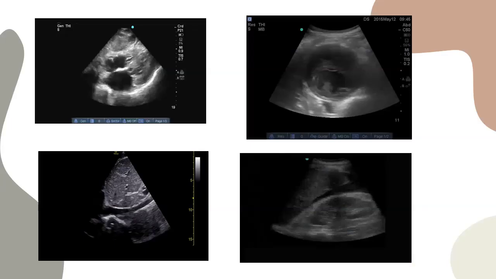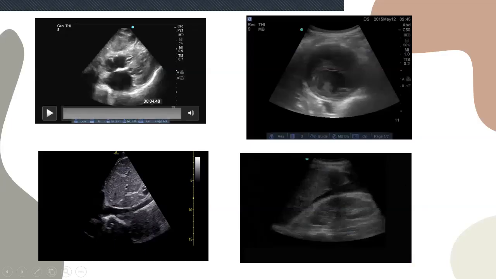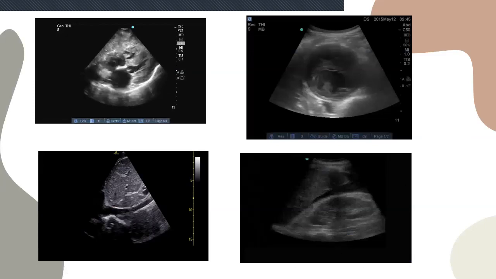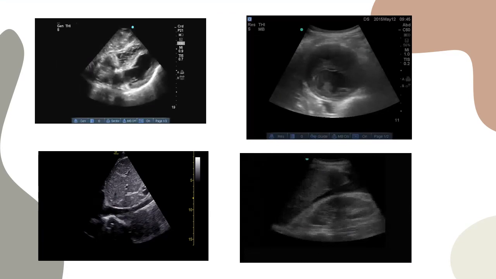Okay, so these are just some videos. Maybe you guys can tell me. This is a video of the... Anybody? Okay, this is a video of the heart in a subcostal view. So you can see all 4 chambers and also the liver at the top.